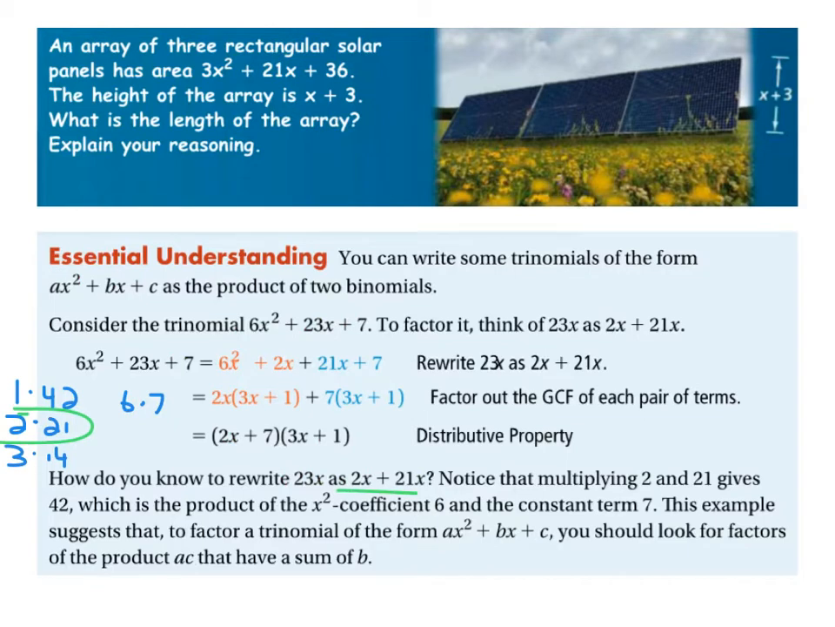So this example suggests that to factor a trinomial in the form of ax squared plus bx plus c, you look for the factors of the product of a times c. A is that leading coefficient times c. If you multiply them together and you get the number, like we did here, 6 times 7 is 42. That is what we need to factor, listing all the factors of 42, and find what two of them add up to be this middle number.